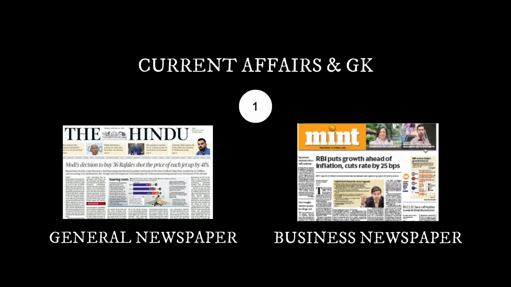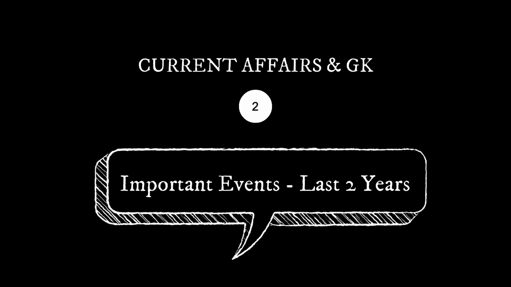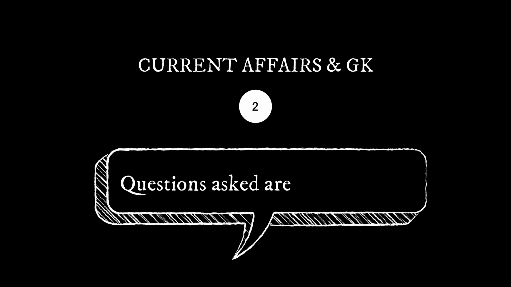For GK, you can do two things. First is to read the editorials, one of a normal newspaper and one of a business newspaper. I used the Hindu and the Mint newspapers. Second thing you can do is to make a list of all the important events that took place in the last 2 years, because generally the current affair questions asked are fairly recent.